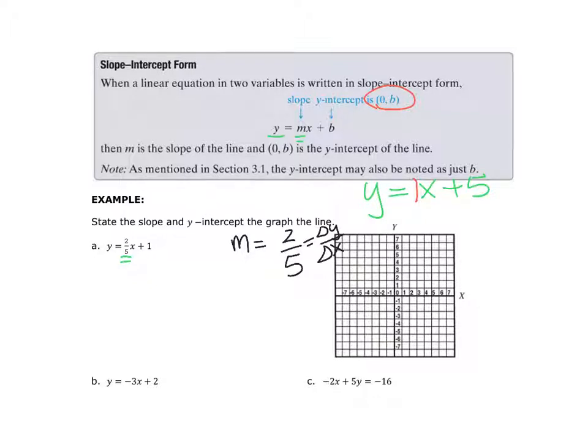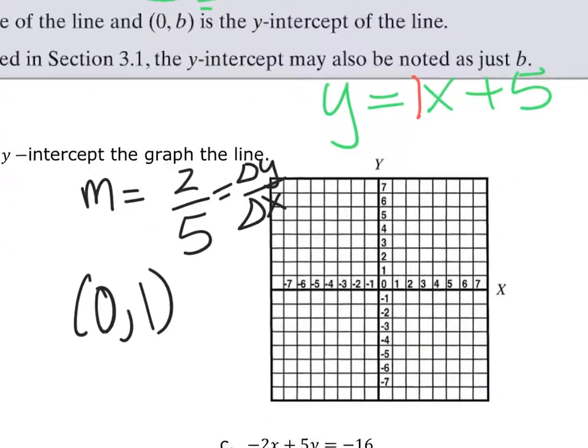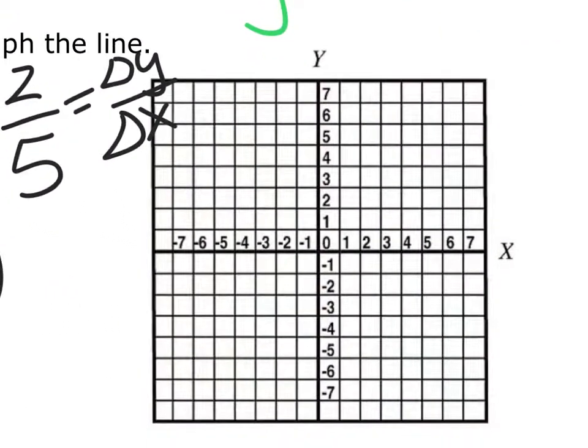My intercept as an ordered pair, because these are always ordered pairs, is 0, comma, 1. And that comes from this. That is the b part, that is the y part of the y-intercept. But intercepts are ordered pairs, and you need to answer questions when they ask about intercepts as ordered pairs. So we do know that the point we're going to start is right there. It is 0, comma, 1.